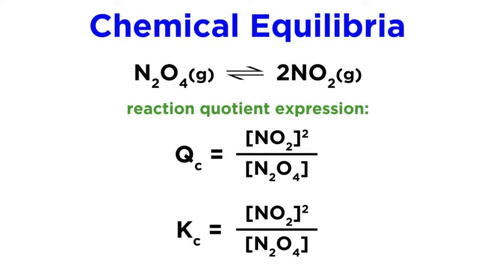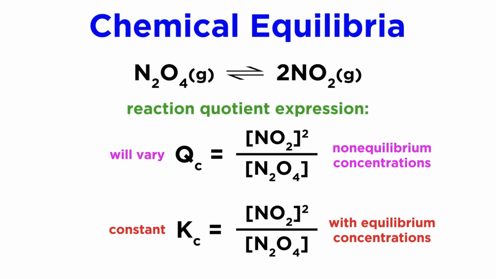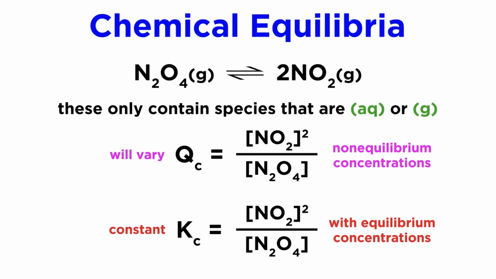This is symbolized as Kc, and the equilibrium constant expression takes the same form as the reaction quotient expression, except that it is a constant value, since it is derived from constant concentrations. We should be able to calculate either Qc or Kc for any set of concentrations. We simply plug them into the reaction quotient expression. If they are equilibrium concentrations, we get Kc. If they are non-equilibrium concentrations, we get Qc. Let's note that these expressions will only contain aqueous and gaseous species, as it doesn't make sense to discuss a solid or pure liquid in terms of concentration.